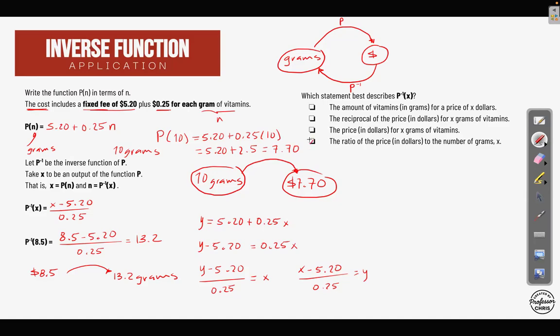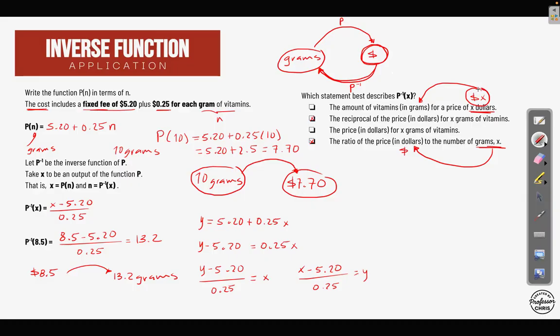So what does that mean to describe the inverse function? We're not talking about ratios. We're not talking about reciprocals. We're talking about either the amount of vitamins or the price. So this one is telling you that you come in with X dollars and you'll be told the number of grams that you'll be receiving based on that budget. And this next one is telling you X grams, and will return the amount to pay in dollars. So which one resembles the flow that you have on the inverse function, starting with an amount to pay, a budget, and getting back the grams?